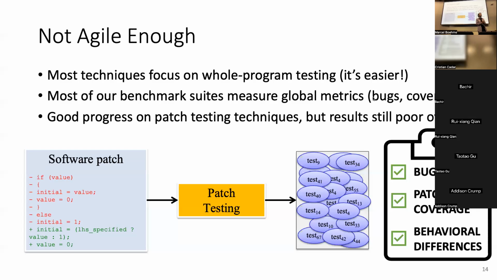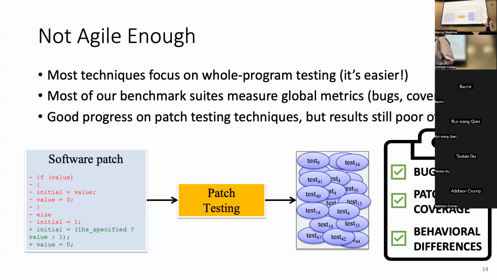So I think, first of all, we do have to admit that we're not agile enough. Most of our techniques work on whole program testing, and having done both, I know for sure that it's much easier to do whole program testing, and perhaps it's the natural point to start, but I'd like to see more and more focus on patch testing, if you want.